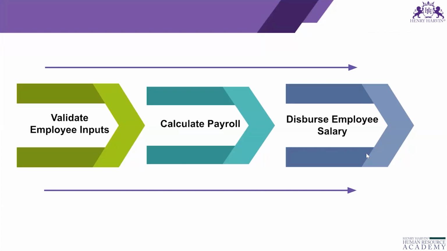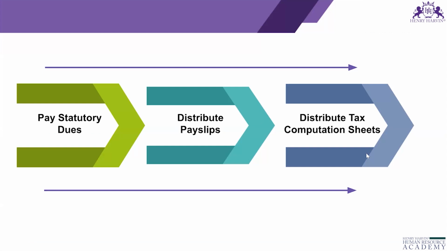Then calculate payroll, that is a payroll run process, all the process that we follow to ensure that the calculation of payroll is done. Then disburse employee salary. This is the same concept that you'll find in India also. And pay statutory dues, that is the taxation and PF and other deductions that we pay to the government. Similarly, in the UK, we have to pay taxation, NIC, student loans, and court orders if we have any. So all the deductions that should go to the government. Distribute payslips to employees and distribute the tax computation sheets. In the UK, you'll not find this tax computation. It is normally in India.